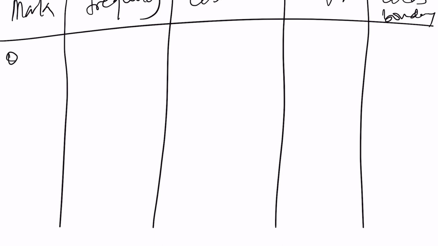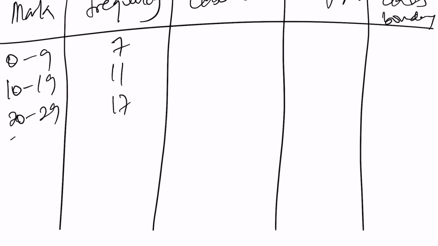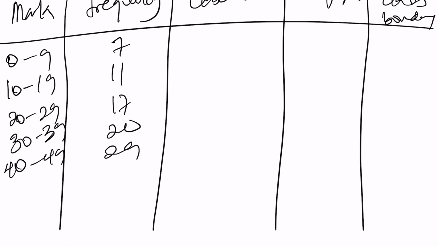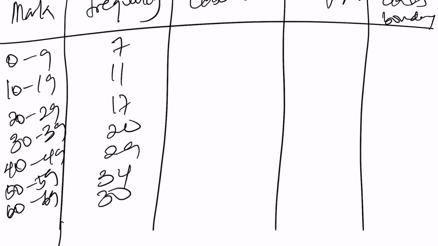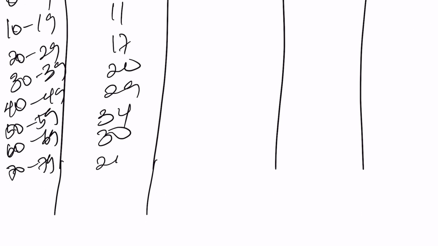Now, we have a mark from 0 to 9, this is 7. 10 to 19, this is 11, 20 to 29, 17, 30 to 39, 20, 40 to 49, 29, 50 to 59, 34, 60 to 69, 30, 70 to 79, we have 25, 80 to 89, we have 21, 90 to 99, we have 6.